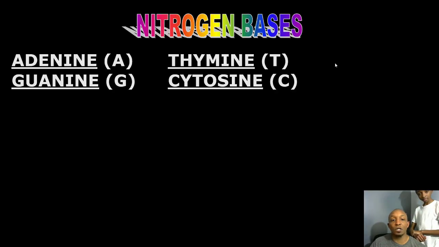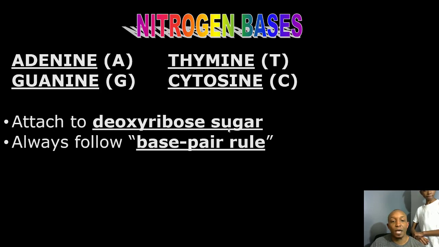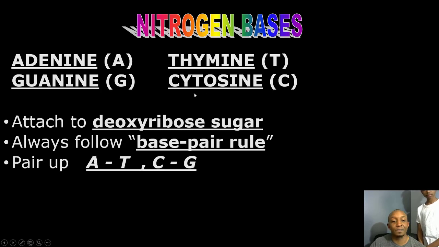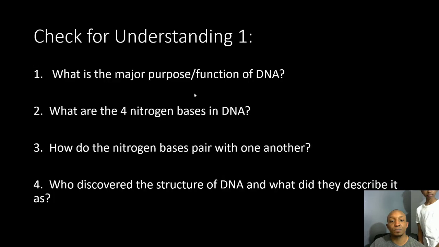So those colors we were talking about earlier are the nitrogen bases. And DNA has 4 nitrogen bases. We have adenine, thymine, guanine, and cytosine. And they're attached to a deoxyribose sugar. And they always follow the base pair rule. So that means that adenine is always going to pair with thymine and guanine is always going to pair with cytosine. And they pair up as follows: A goes with T and C goes with G. And they're connected by weak hydrogen bonds.